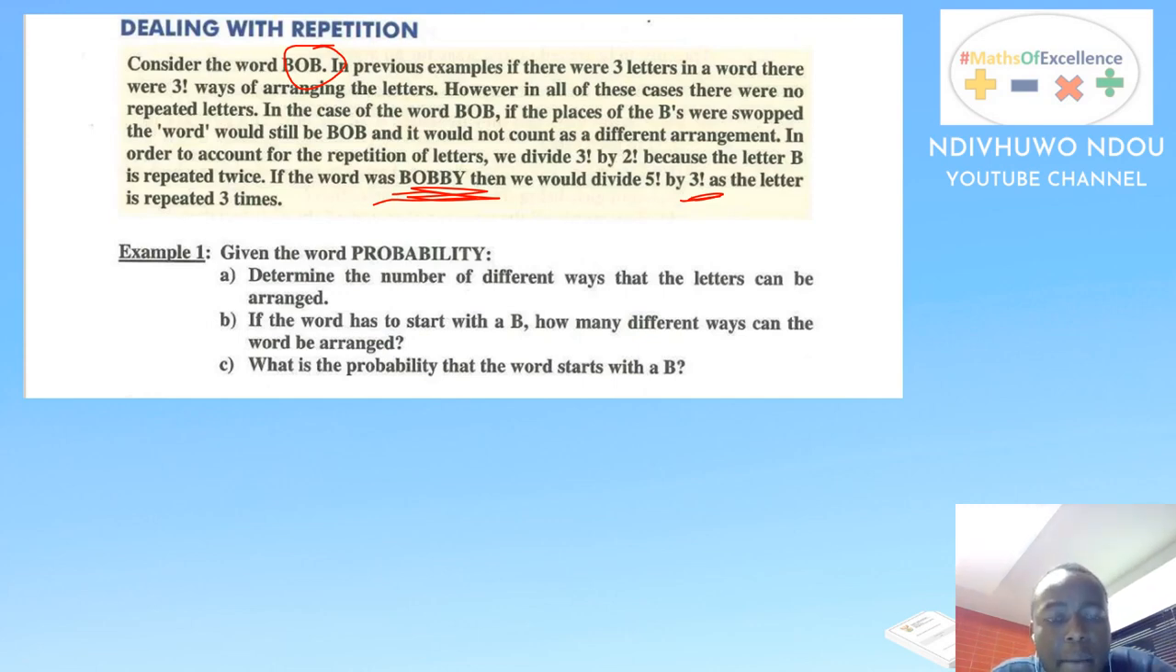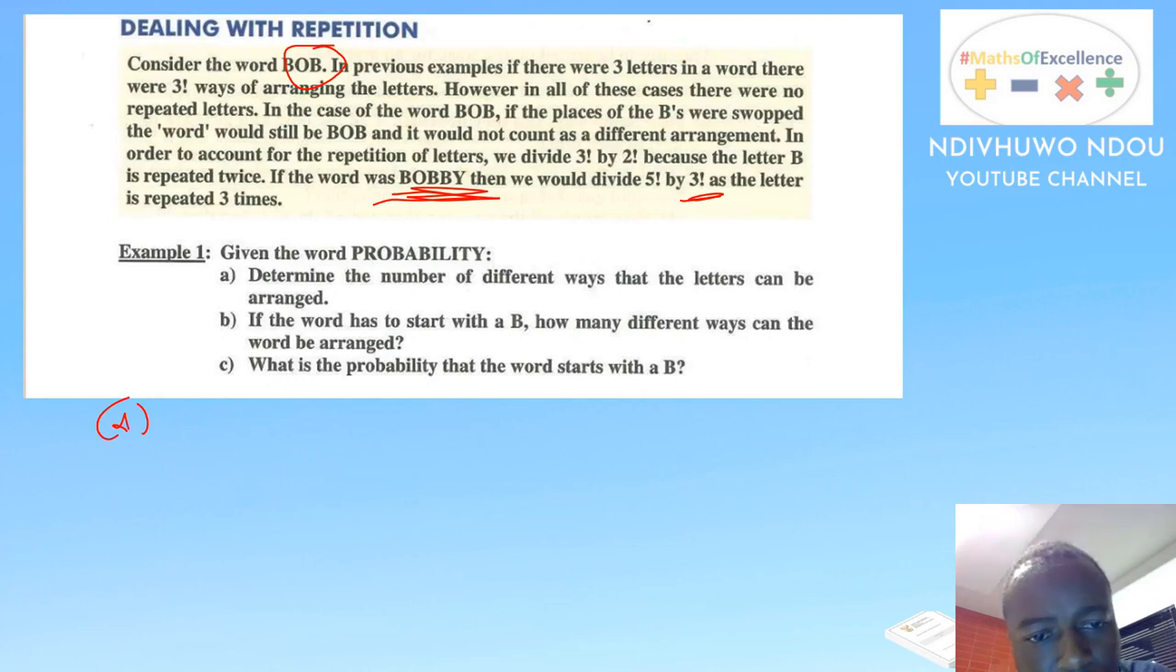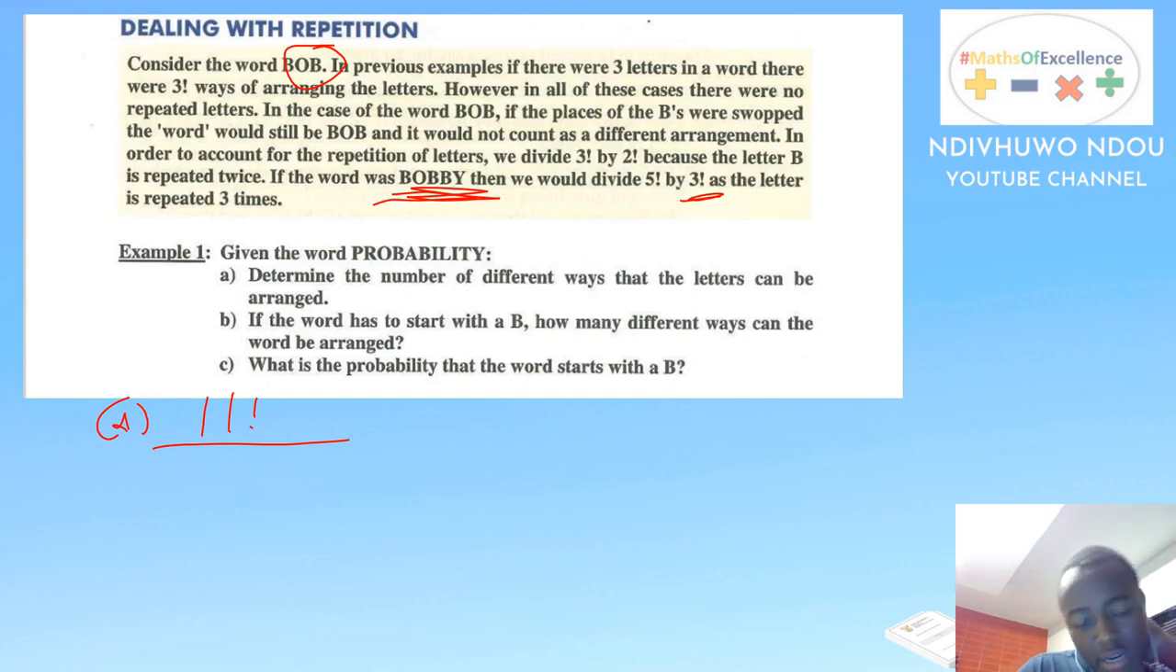We're given the word probability. It's a long word. A. Determine the number of different ways in which the letters can be arranged. So how many letters are there to arrange? We count: 1, 2, 3, 4, 5, 6, 7, 8, 9, 10, 11. So we have 11 letters, and in order to arrange them, it's going to be 11 factorial. But is that the answer? No. We have to check if there are some repeating letters, and divide by the factorial of those repeating letters.